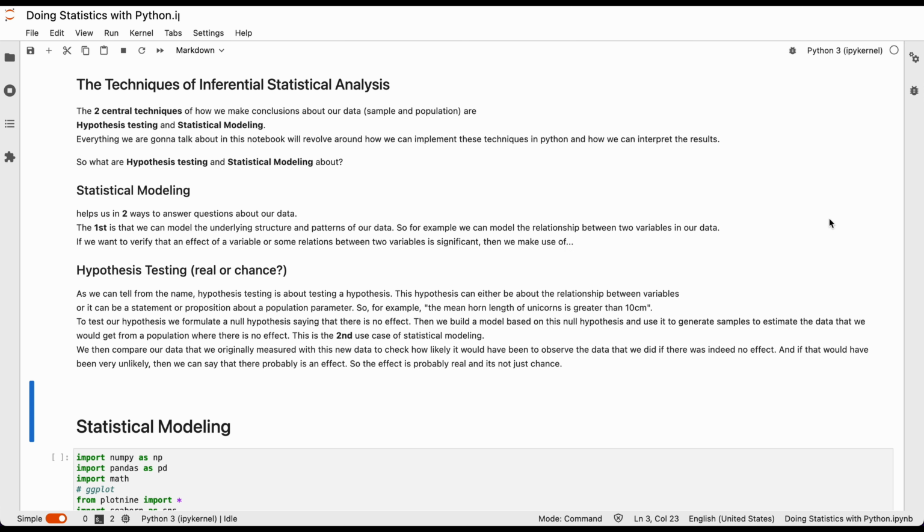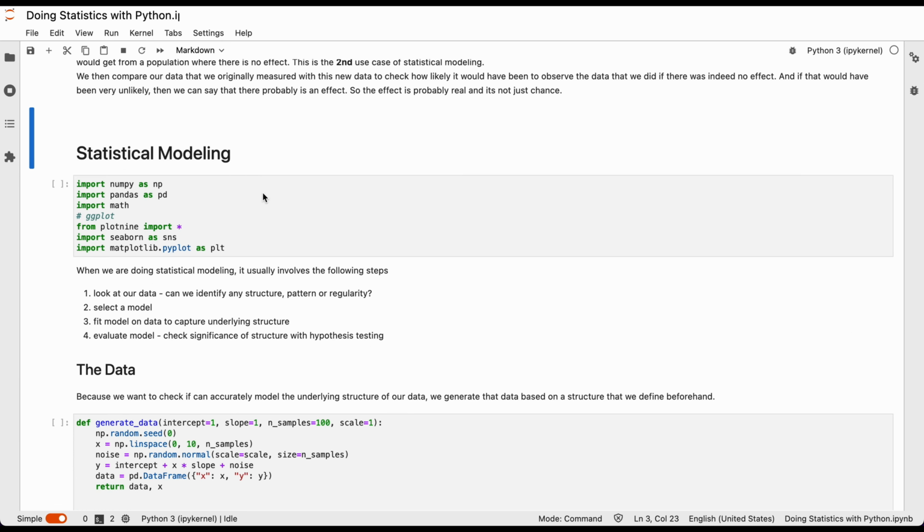Don't worry if you didn't fully understand all of this, because we will come back to it with some very simple examples and also code and some visuals. Okay, now let's get into how we can do all of this with Python. And we're starting off with statistical modeling.